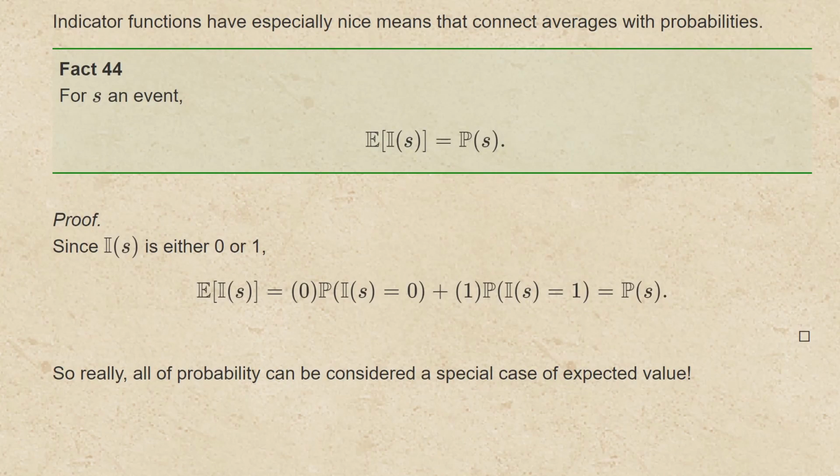Now, indicator functions have especially nice means that connect averages with probabilities. For S an event, the expected value of the indicator of that event is just the probability of that event. Since the indicator of S is either 0 or 1, the expected value of the indicator of S is 0 times the probability that the indicator of S equals 0 plus 1 times the probability that the indicator of S equals 1. Well, the indicator of S equals 1 only if S is true, and that happens with probability of S. So really, all of probability can be considered a special case of expected value.